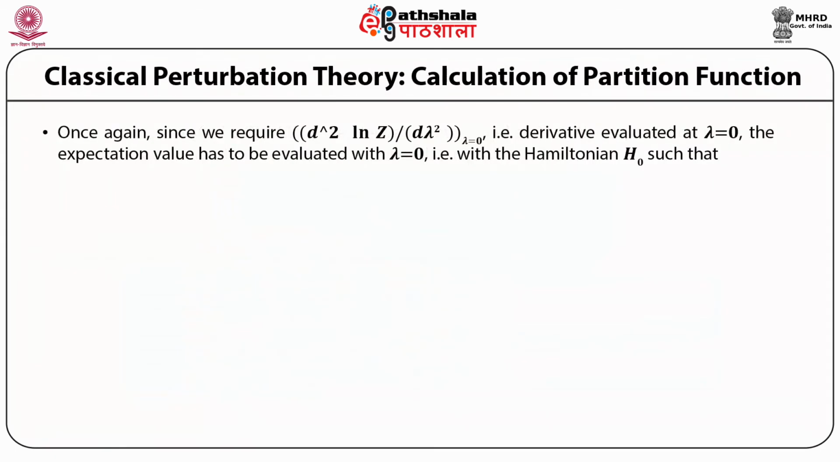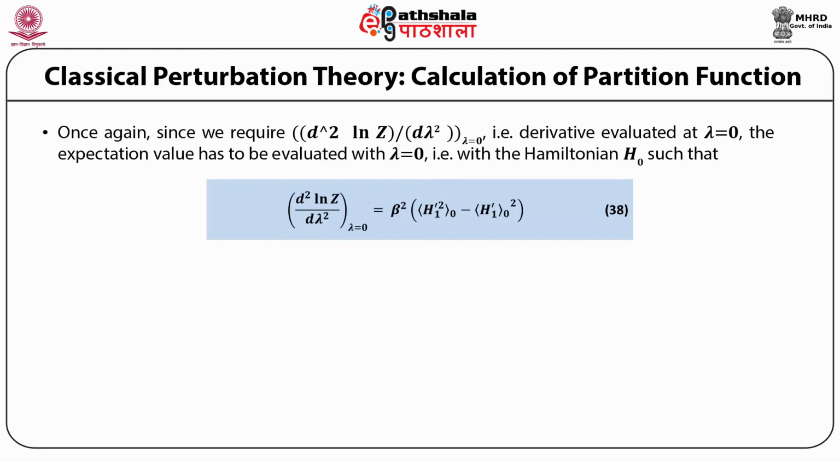Once again, since we require the second order derivative of log of Z at lambda equal to 0, the expectation value has to be evaluated with lambda equal to 0, that is, with the Hamiltonian h naught, such that the second order derivative of log of Z with respect to lambda is equal to beta square multiplied by the expectation value of h1 dash square evaluated at lambda equal to 0 minus the expectation value of h1 dash evaluated at lambda equal to 0 whole square.